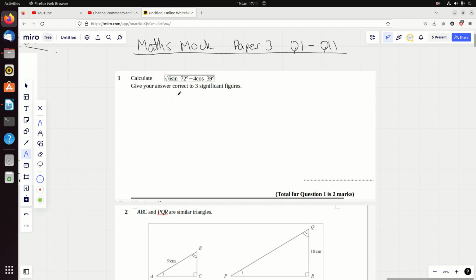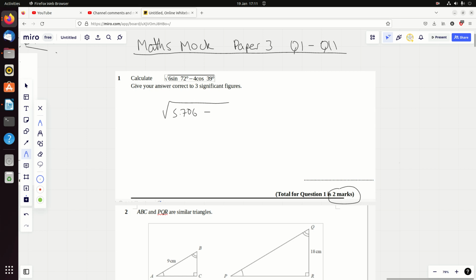So here we go. Now, you've almost certainly got this one right because you literally just have to key it into your calculator. Word of advice though, it's worth 2 marks, so it might be wise to include a line of working. Type in 6 sine 72 on your calculator and put 5.706, minus, and then put 4 cos 39 into your calculator, and I'm not sure what this equals. So I'm going to quickly do it.